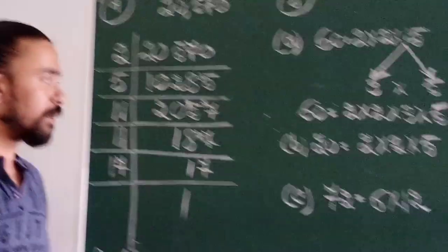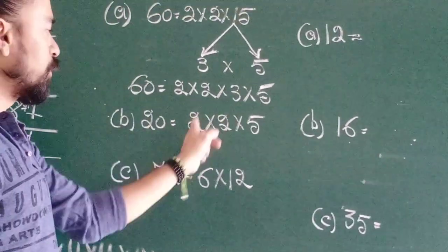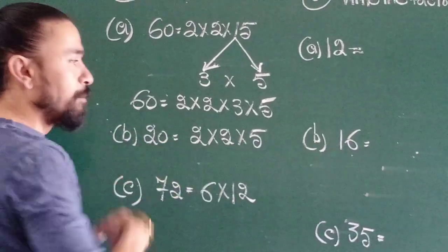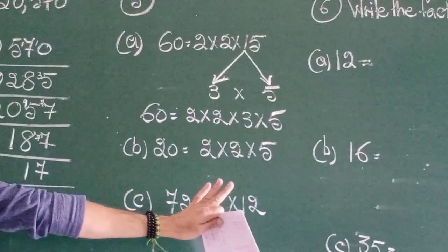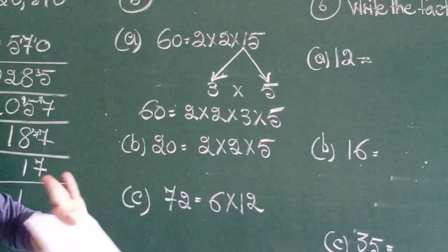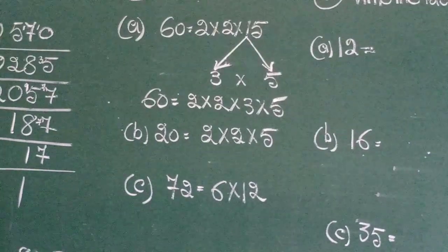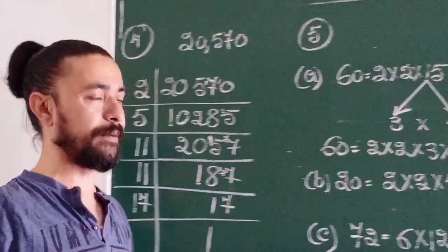Let's go to the next number. 2 into 2 into 2 into 5: 2 2s are 4, 4 5s are 20. All are prime numbers, so it has been prime factorized. So you just copy it as it is. You don't have to write anything, it's correct. They have told us to correct the incorrect one.